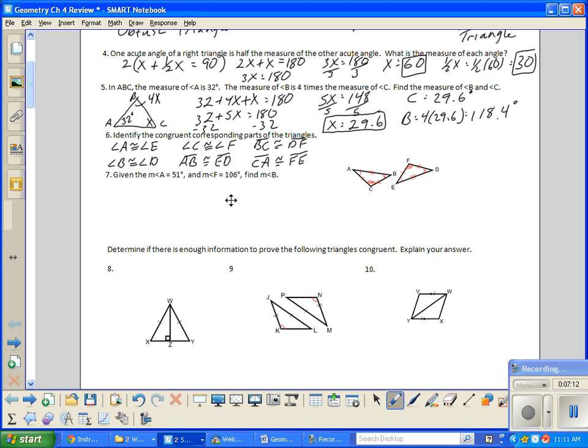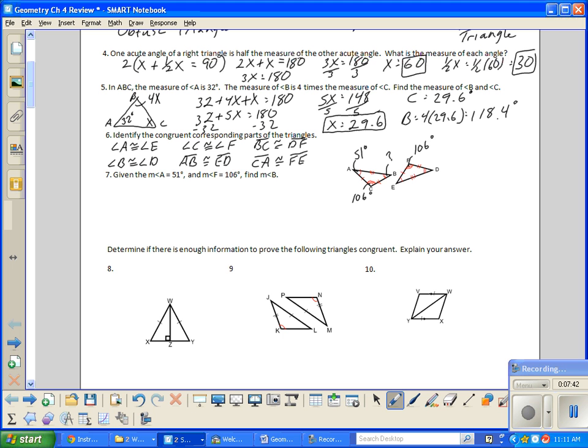And number 7 tells us if A equals 51 degrees, so if A is 51 degrees, and F is 106 degrees, what's the measure of angle B? Well, we know that when we look at it, that F and C are both congruent angles. So if F is 106 degrees, then C is 106 degrees.